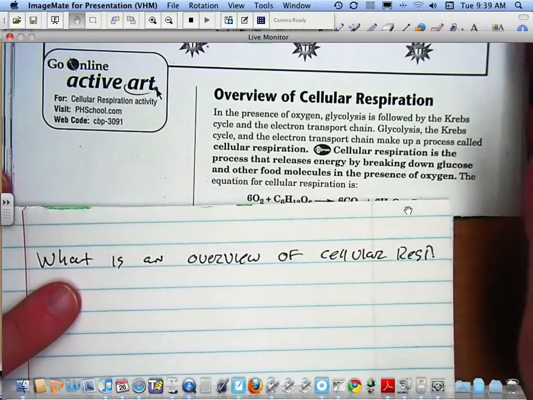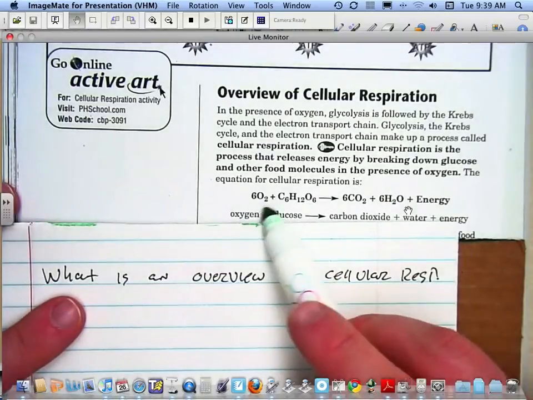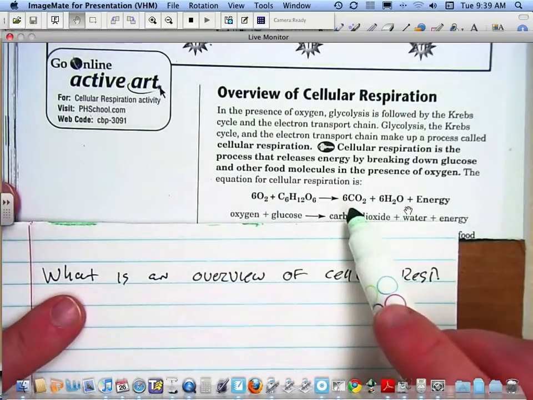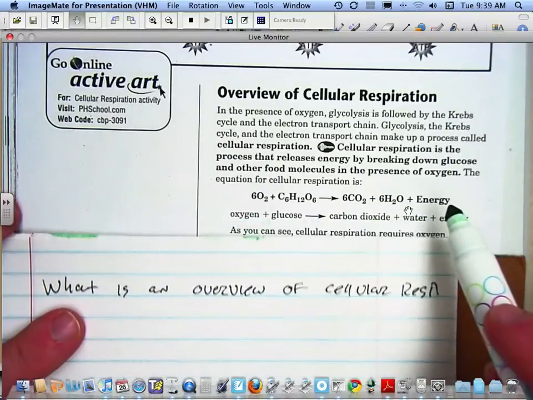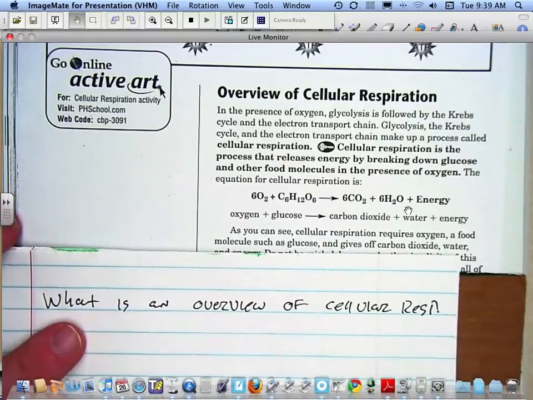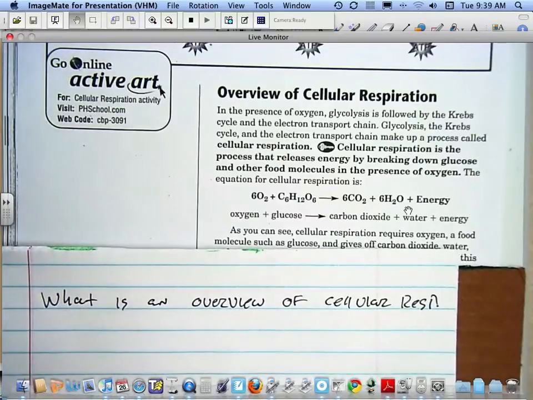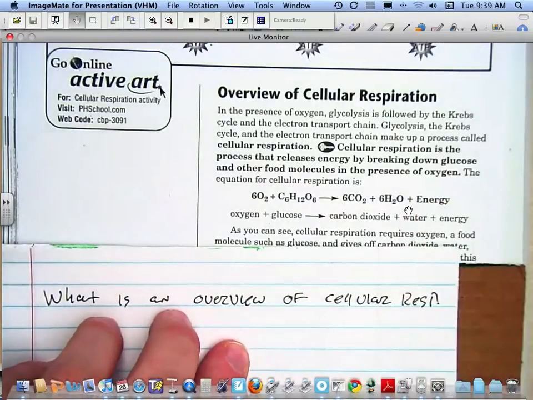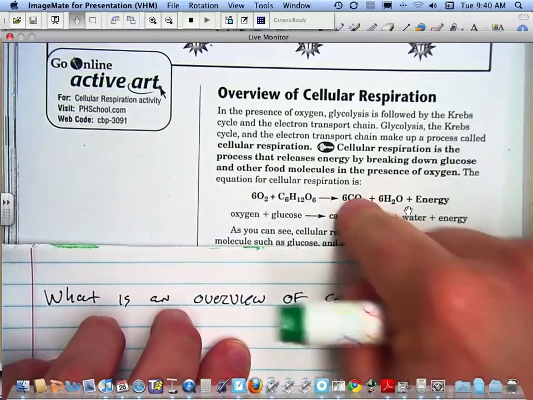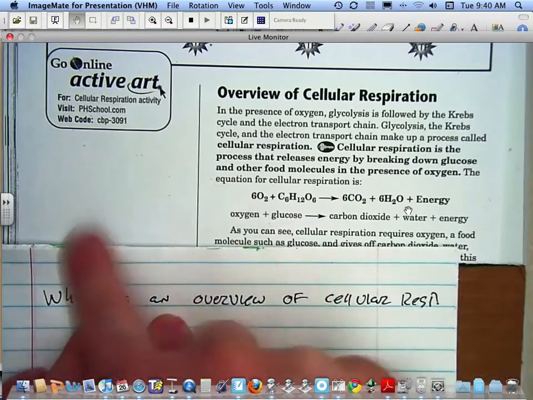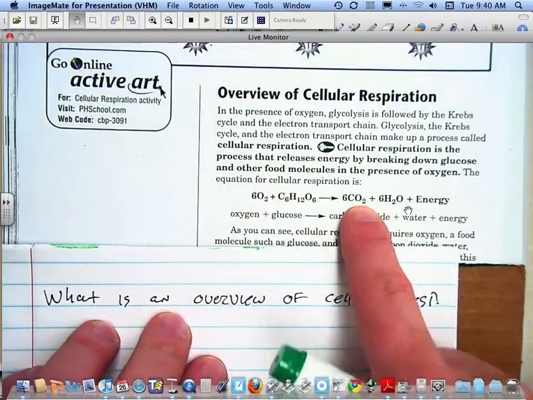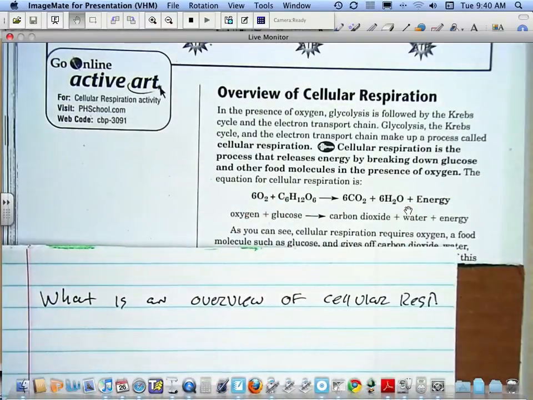The equation for cellular respiration is oxygen plus sugar, and you get out 6 CO2 plus 6 H2O plus energy. Wait a minute! Oh my goodness! Well, that's just like photosynthesis. It's photosynthesis backwards. Remember photosynthesis? Energy, light, plus water plus carbon dioxide, you get sugar and oxygen. But now it's backwards. Oxygen plus sugar, and you get carbon dioxide, H2O, and energy. It's an amazing cycle. God is awesome.